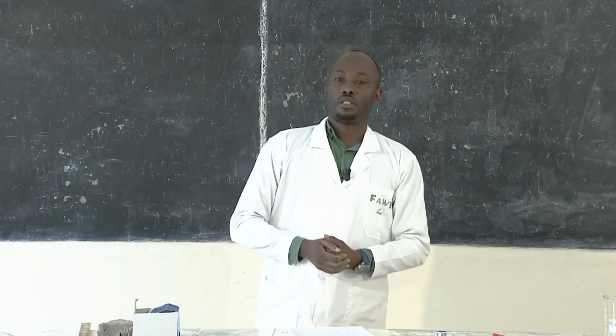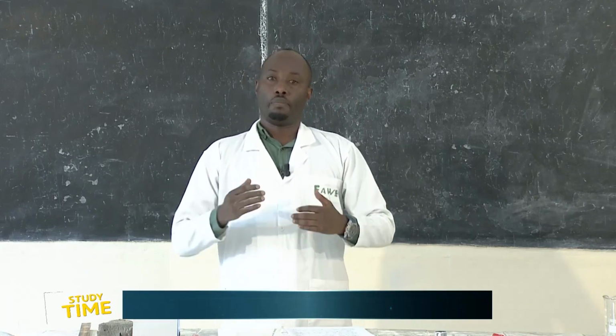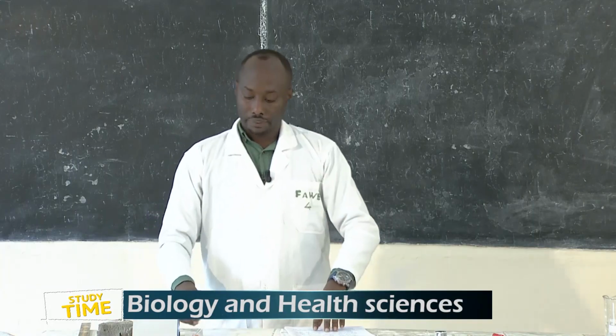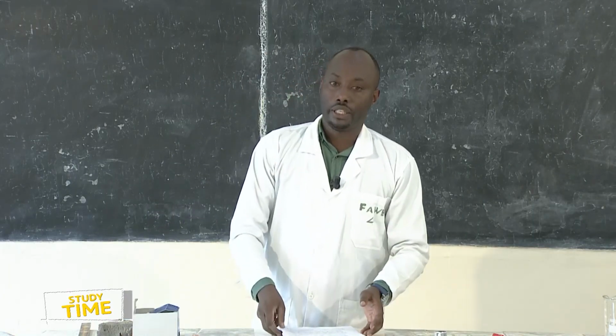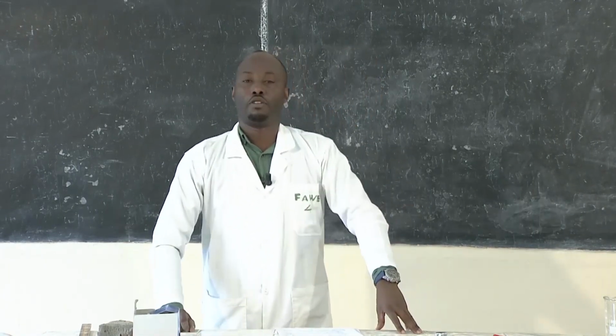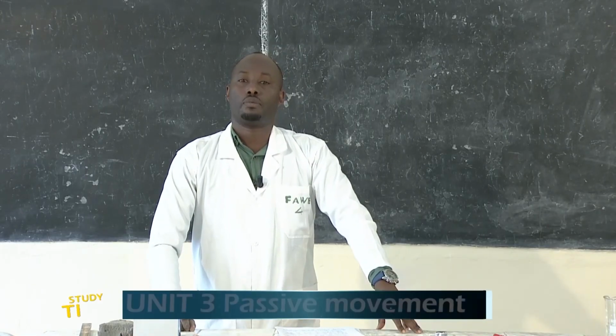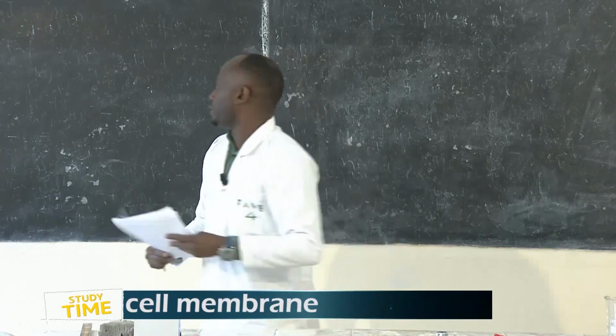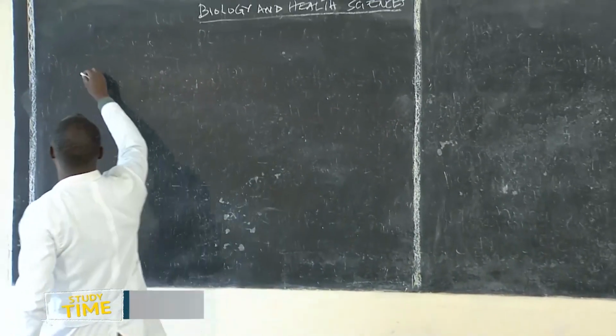As my name's, I'll be taking you through the biology and health science of Senior 2, Unit 3. And Unit 3 is concerning passive movement of substances across the cell membrane. So that is the unit we're going to discuss today with you.